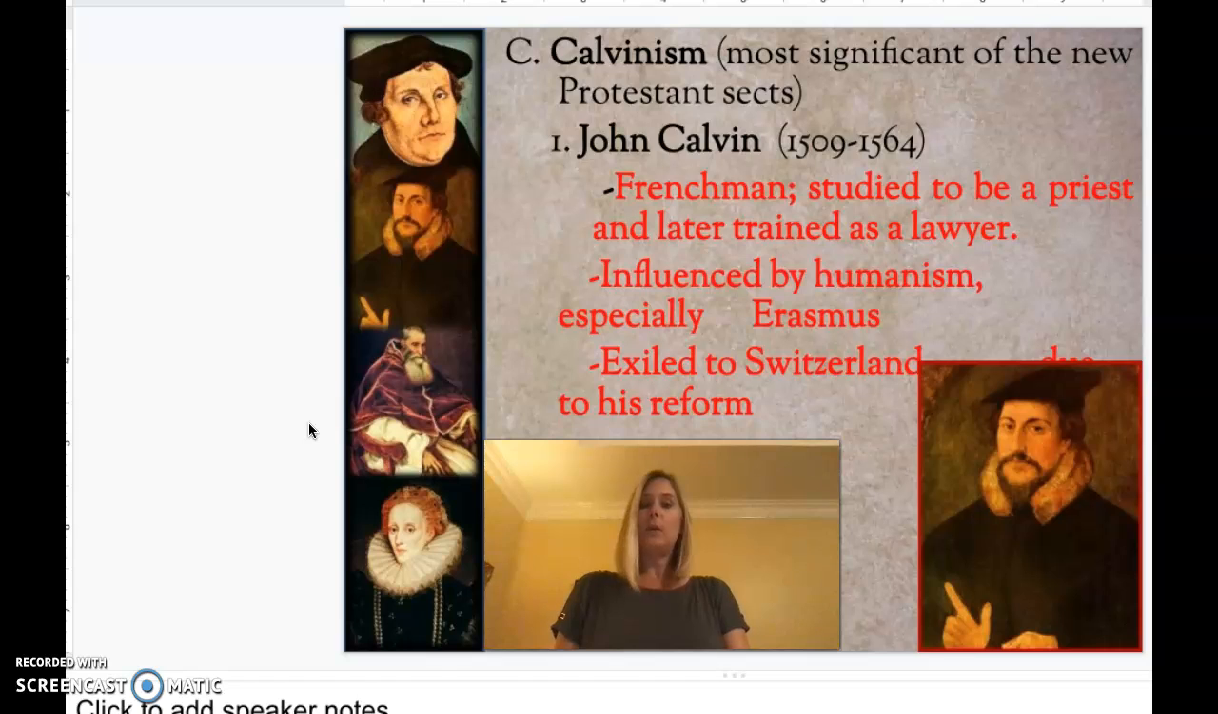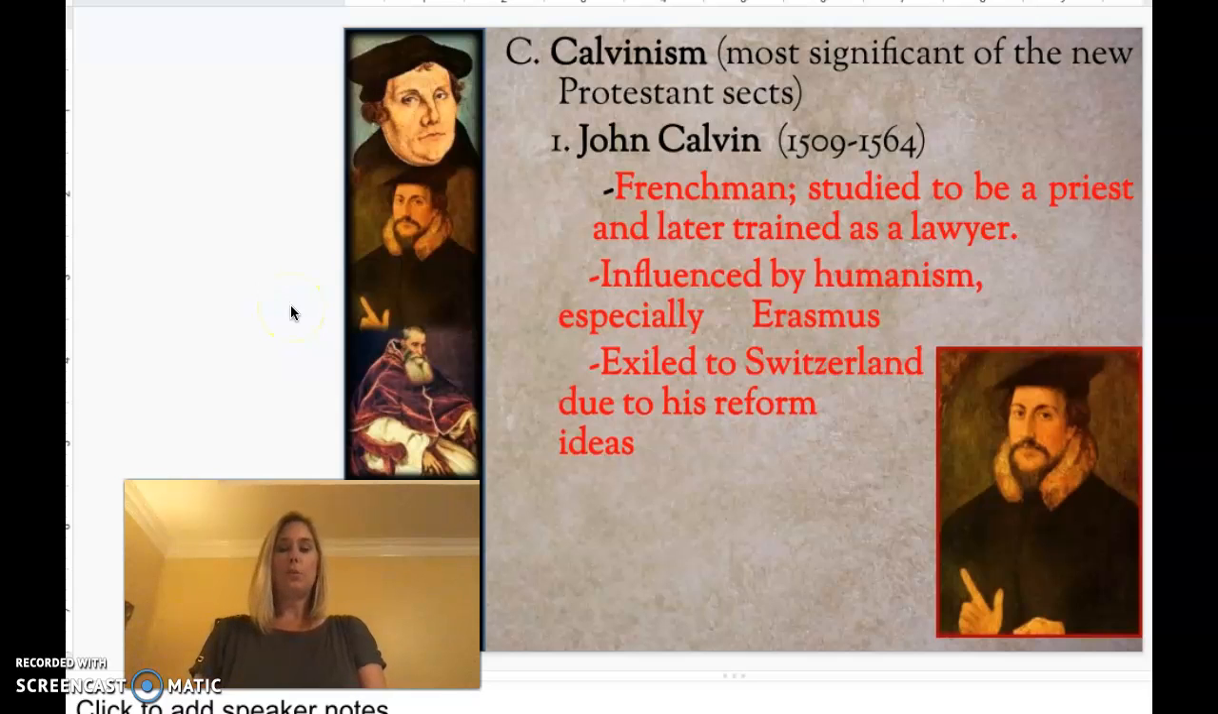Calvin was influenced by humanism, especially Erasmus. And that shouldn't be a surprise to you because we all know Erasmus was all about criticizing the Catholic Church, but he did it through the use of satire, which is how he avoided getting into a lot of trouble. Due to his reform ideas about the church, Calvin will be exiled to Switzerland. So see, his ideas were way too radical and over the top for France.